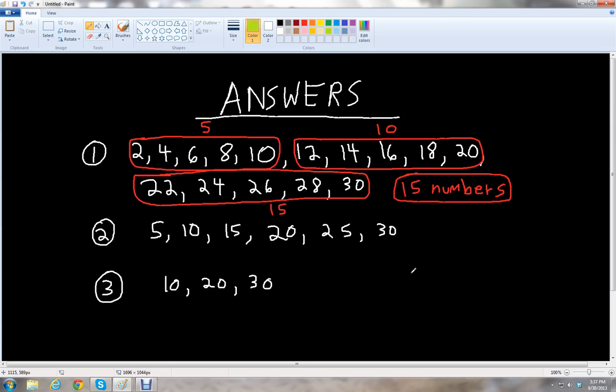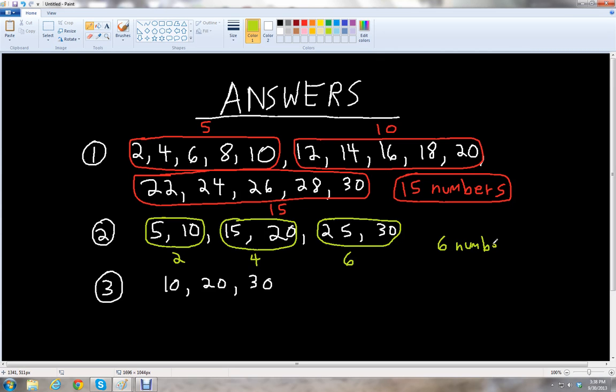Now in the second question, it asks you to count by 5's from 1 to 30. And so those numbers are 5, 10, 15, 20, 25, 30. And so if you count those, maybe say by 2's, you have 2 here, 2 there, and 2 over there. So we have our 2, 4, 6. Counting those by 2, so we have 6 numbers in this group. 6 numbers.